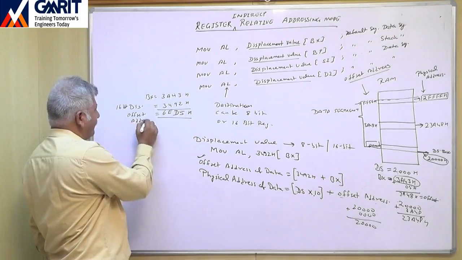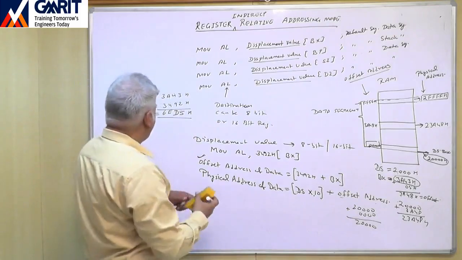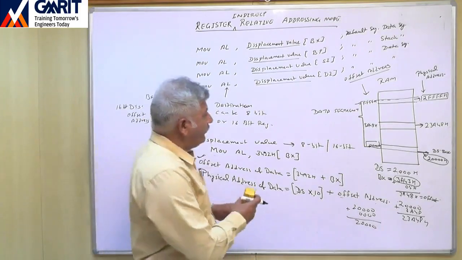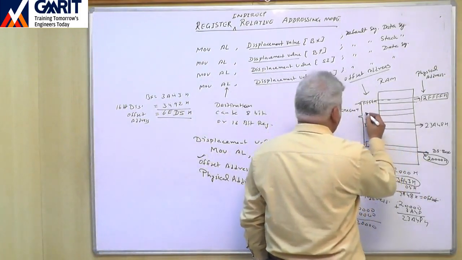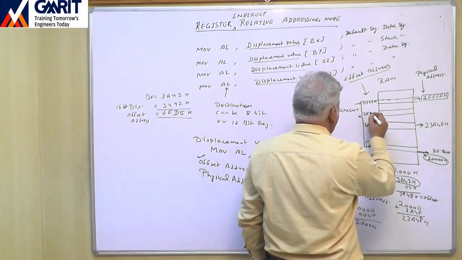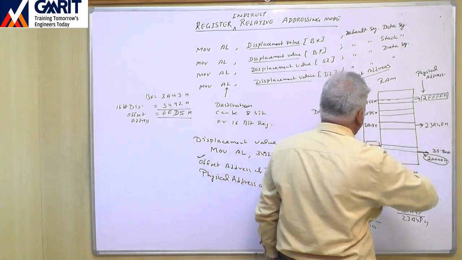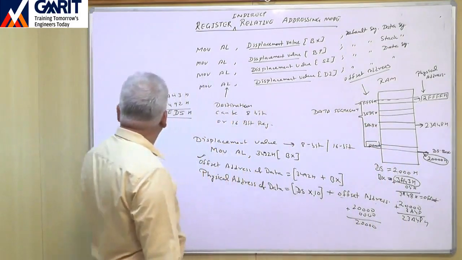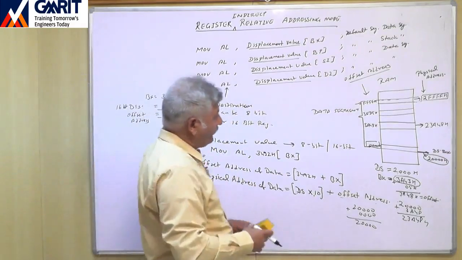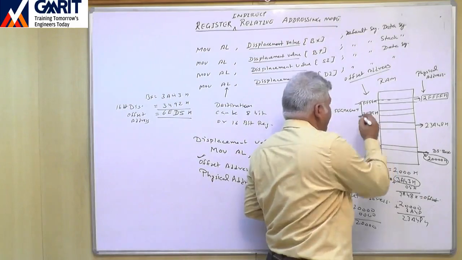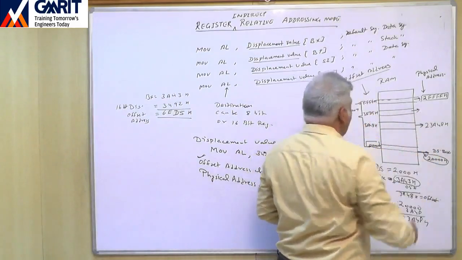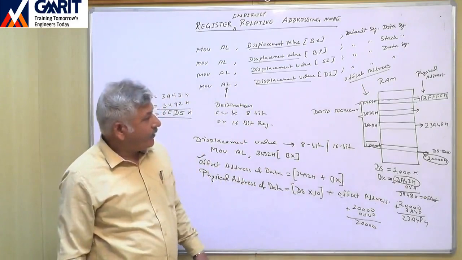address. So the data is at offset address 6ED5H, somewhere here. This is the offset address, 6ED5H, in hexadecimal. So what is the physical address from where data will be moved?